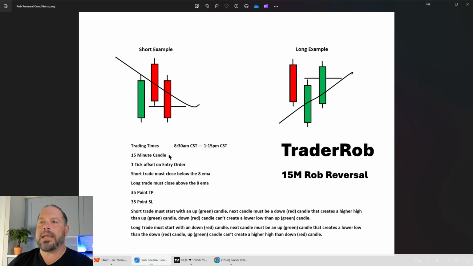Okay. I am on a 15-minute time frame. So that is important. This strategy can be traded on the 1 minute, on the 5 minute. You can even go higher, 30 minutes. My back testing, I've traded the 1 minute and the 5 minute extensively.